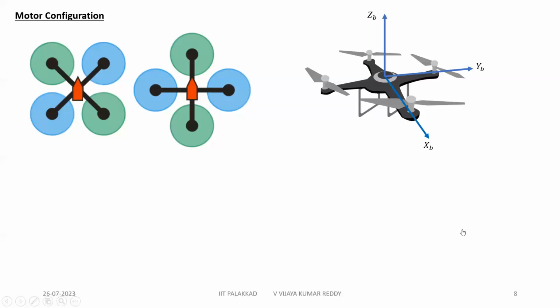Now see the motor configuration, which depends upon how people are placing the propellers. There are two configurations. One is the X configuration, a simple X-type configuration, and the other is the plus configuration. It depends completely on our assumptions, how we are deriving equations and so on. For example, here the XB axis will be along one arm of the drone, along one propeller of the drone. That is called a plus configuration.